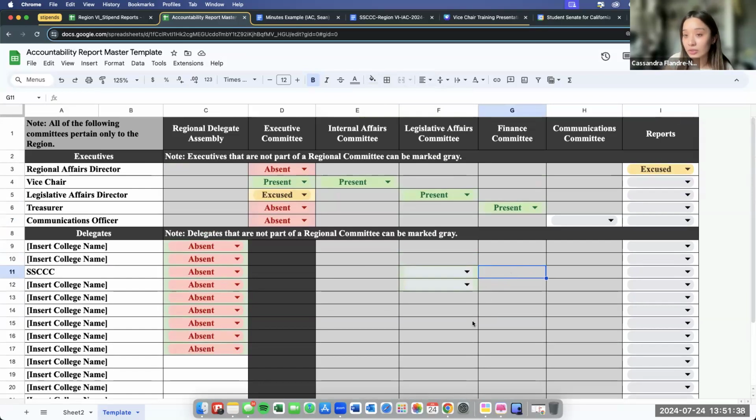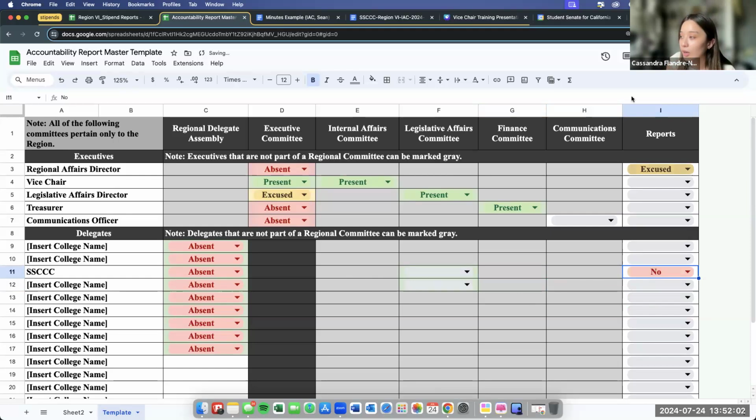So if you're having difficulty, then you can use the internal affairs committee meetings that are statewide as an opportunity to say, like, hey, I'm having an issue with this part of the accountability reports. Do you have any suggestions? How should I improve on this? So on and so forth. So that's an example of you all having that support behind you, of being able to talk it out with other vice chairs who are going through the same forms as you all.